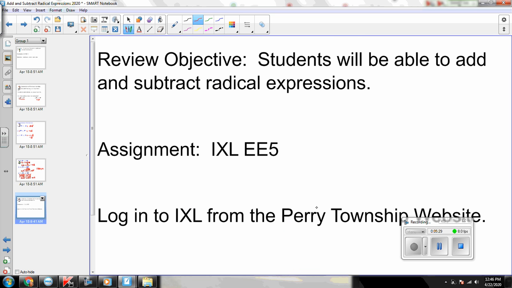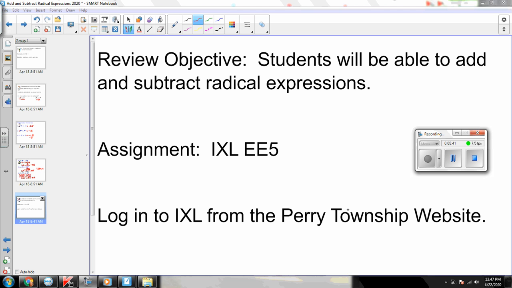Our objective today was to be able to add and subtract radical expressions. Your assignment today is not out of the Big Ideas textbook or website. It is on IXL. What I need you to do is go through the Perry Township website. So go to the Perry Township website, click on IXL to log in, and you're going to do skill EE5 under algebra. I want you to continue working in this skill until you have it mastered.